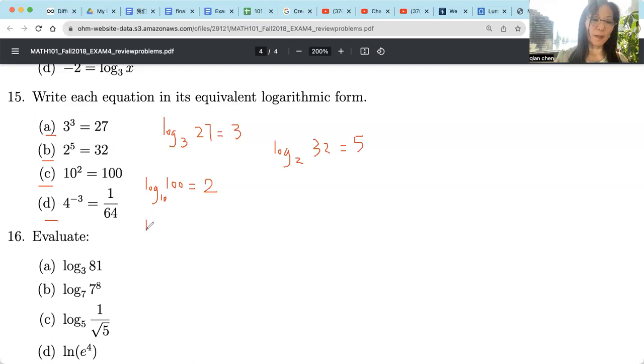Let's see D. Write down log. What is the base in the exponential equation? 4. I write 4 smaller as a foot of log. Then I write the value bigger, 1/64. Equals to the exponent, -3. Okay. So the exponential equations and the log equations represent exactly the same thing.